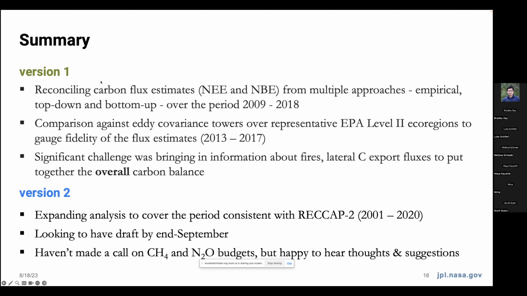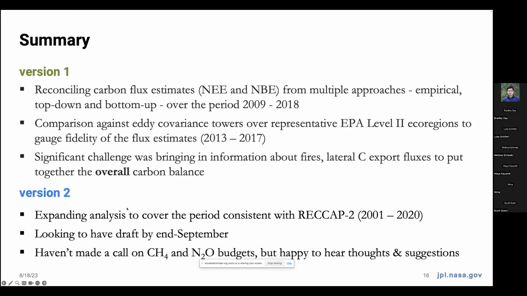So this is a final summary. I know I presented a lot of material, especially for folks who have seen this multiple times and know it well, but some of you might be seeing it for the first time. With the carbon budgeting activity, when we started, we veered more into reconciling carbon flux estimates from the top-down, bottom-up, and upscaling approaches. We did this comparison against eddy covariance towers, which was useful as a sanity check. But the moment we tried to put together this overall carbon balance, things fell apart a little bit because of missing information about other flux estimates that you need to put together the carbon budget.